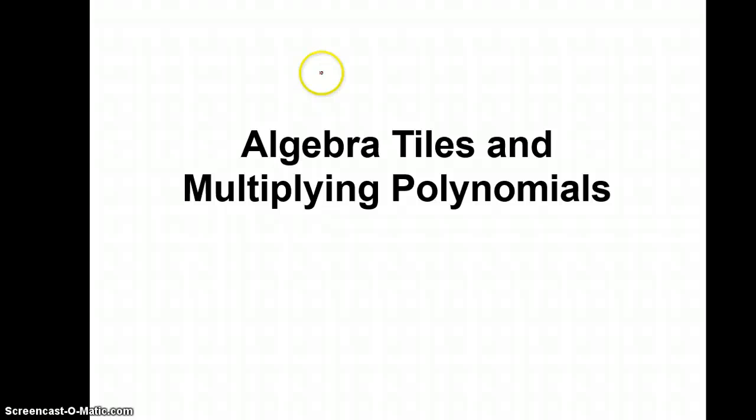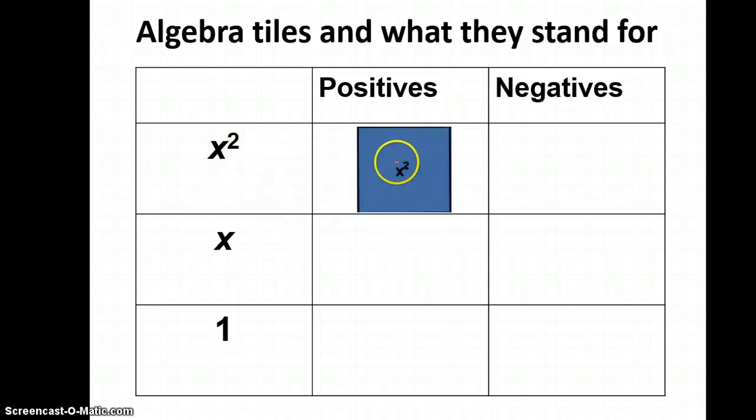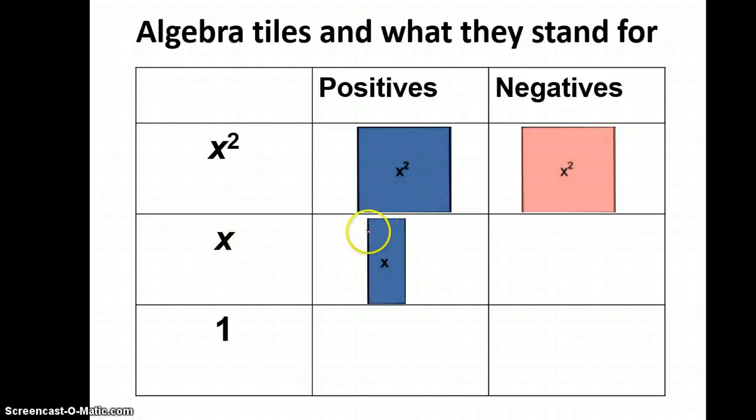So before we begin, let's just actually go over what algebra tiles are and what they stand for. The first one, which is x squared, is going to look like pretty much a giant square. Whenever you see red, that's going to be a negative x squared, which is also a giant square. X is going to be a rectangle about the same length as the sides of an x squared. You'll see why in just a second.